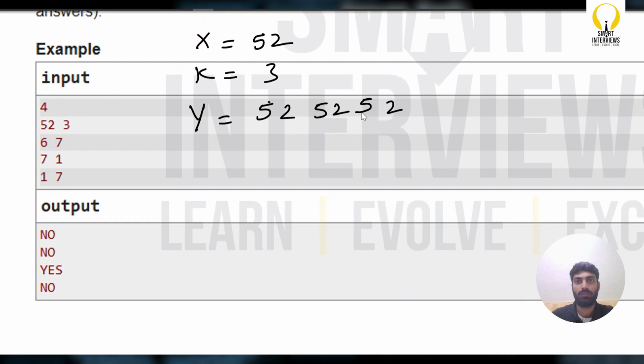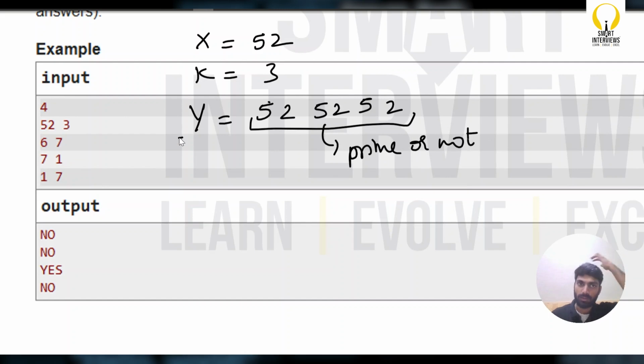Now you have to simply check if this is prime or not. How will you check if a number is prime or not? What is the logic to check if it is prime or not? If I give you x, what is the logic to check if it is prime or not?